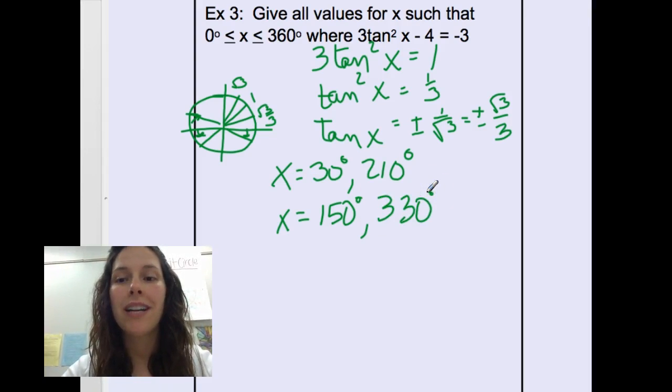So that's how to generate unit circle values when you're solving trig functions. And in the next video, we're going to take a look at what happens when those values aren't on the unit circle.